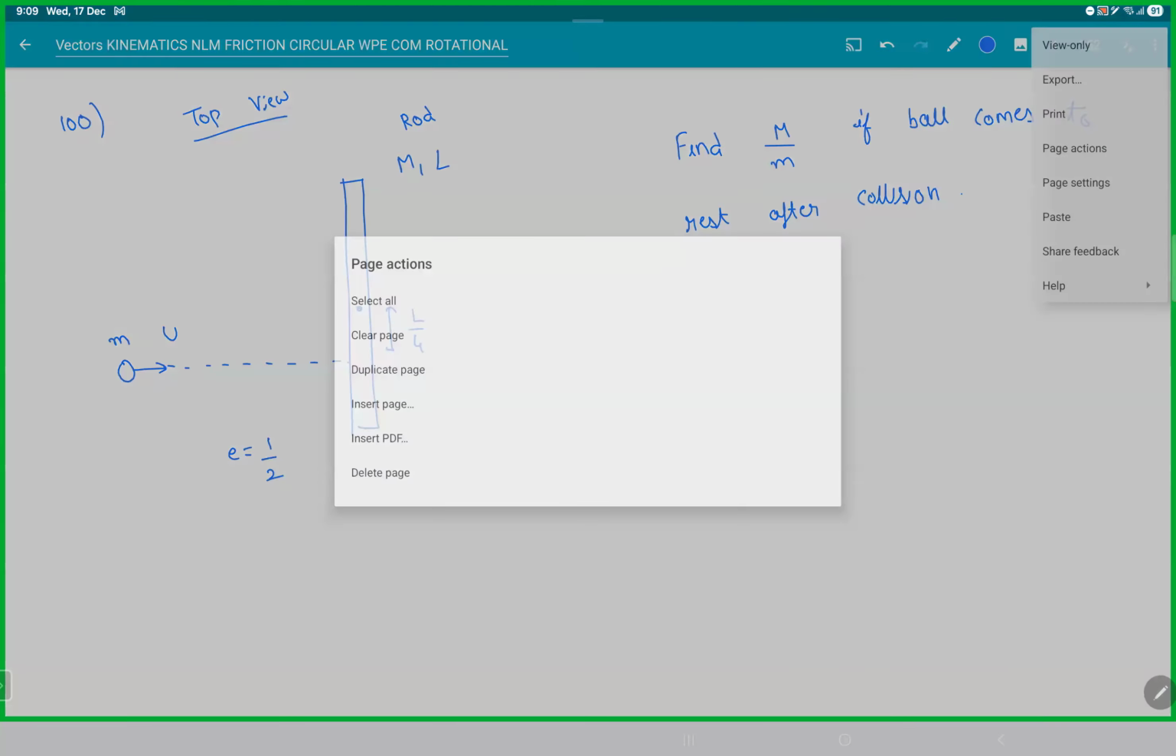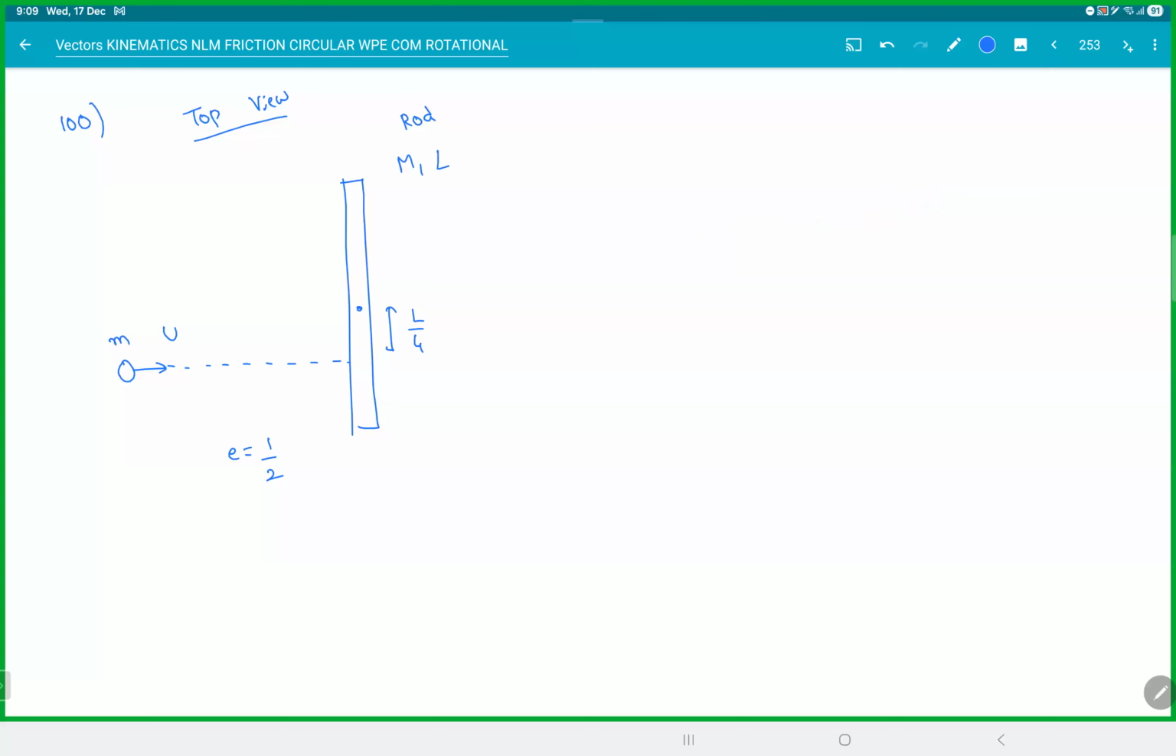So let's see. Step one, draw the final picture. The ball has come to rest, so that is one thing. This guy is going with V and this setup is rotating with omega. Conservation of momentum, m u must be equal to M V. Done. That is one step.